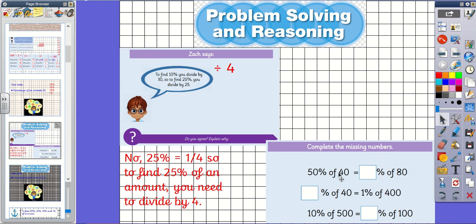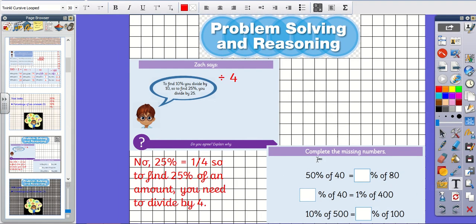Okay then, so let's have a go at this one. Now, here we've got balancing number sentences. So we've got to work out one side and then work out what we need to do to the other side to make the answer correct. So 50% of 40, so half of 40 I know is 20. So my answer to this equation must also be 20. So it's asking for a percentage of 80. Now, I need to think about what percentage, knowing that today we are just looking at 50%, 25%, 10%, and 1%.